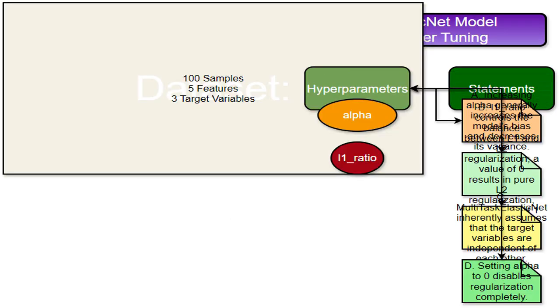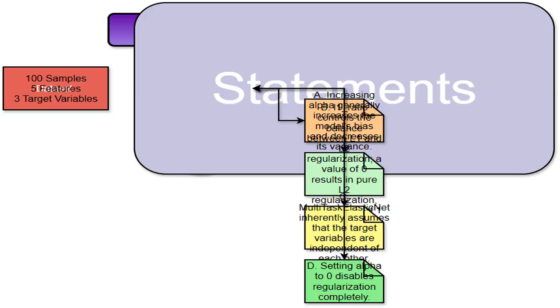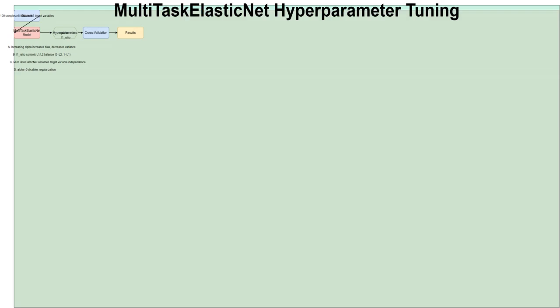We're working with a dataset containing 100 samples, each described by 5 features, and we aim to predict 3 different target variables. This is a multi-output regression problem, suitable for MultiTaskElasticNet. These are the statements about the behavior of MultiTaskElasticNet and its hyperparameters that we need to analyze and determine whether they're true or false.